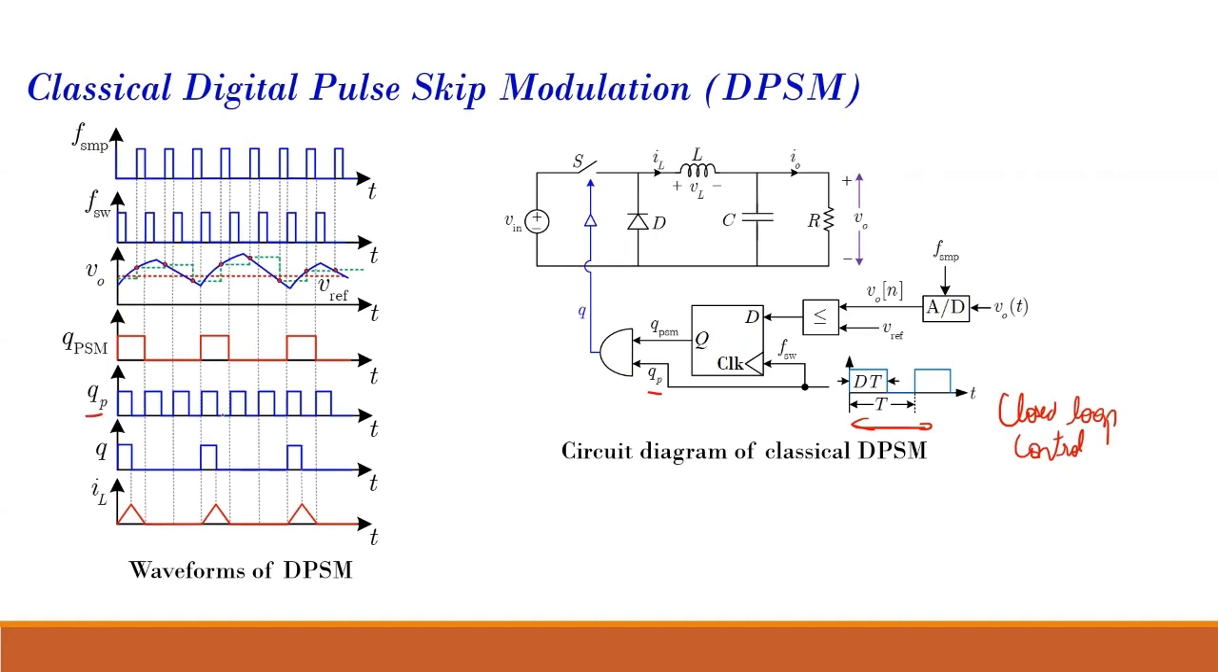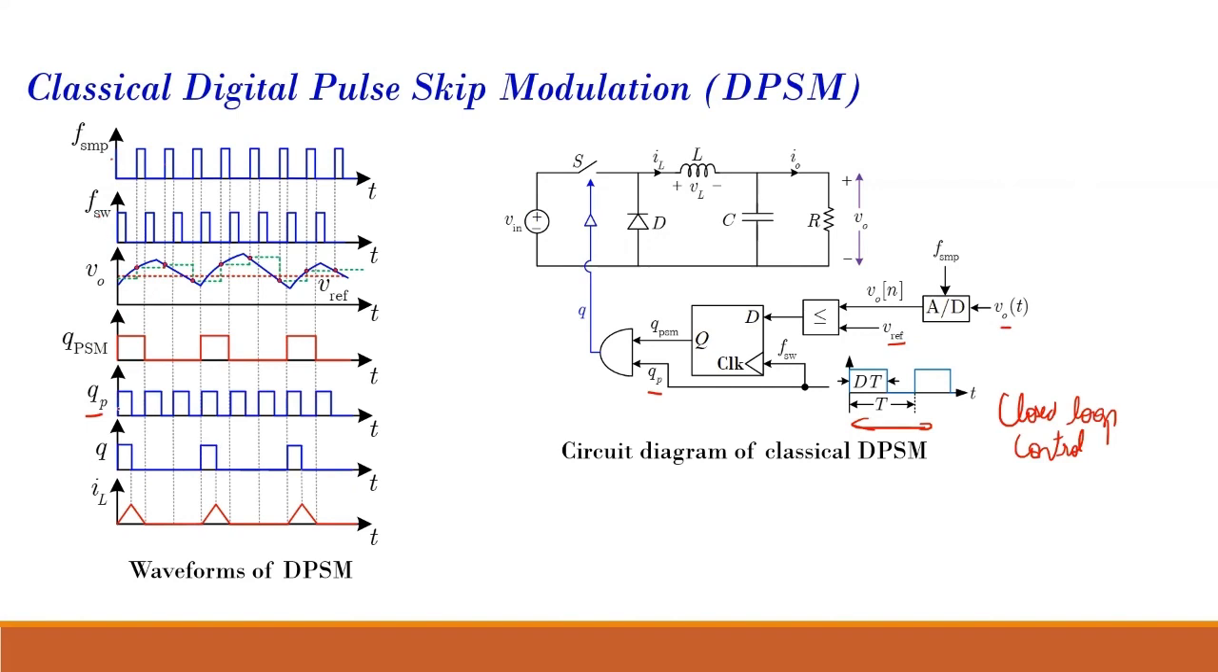But I am monitoring my output voltage. If my output voltage is less than my reference voltage, what does it mean? Okay, I'll just explain one by one. This is my sampling clock. At this time, I am sampling my output voltage. I'm taking the samples. This is my switching clock. It is coming at a fixed frequency.